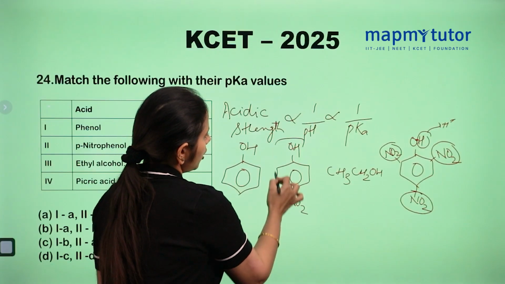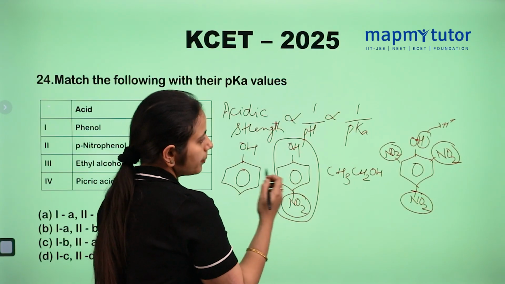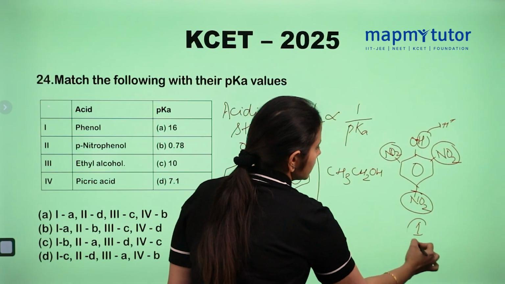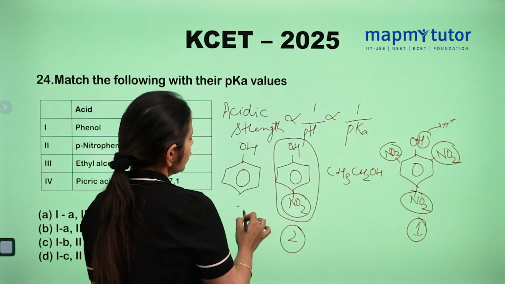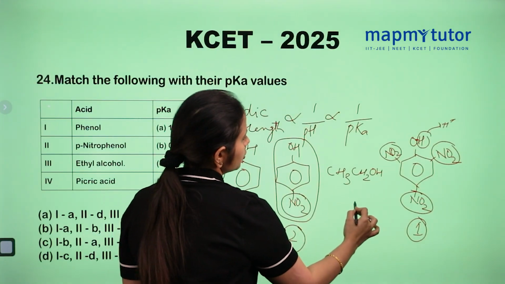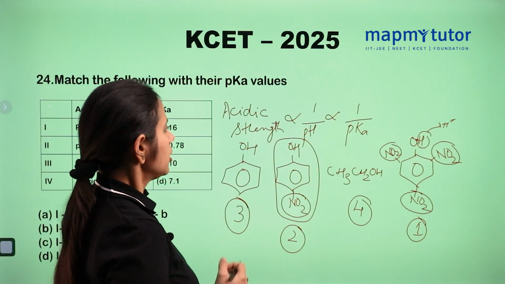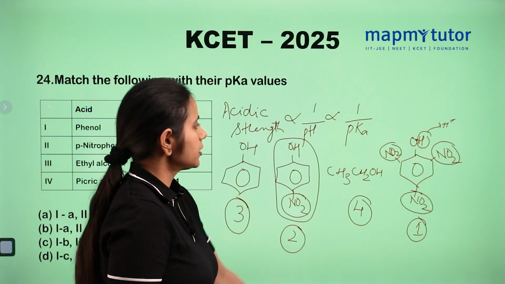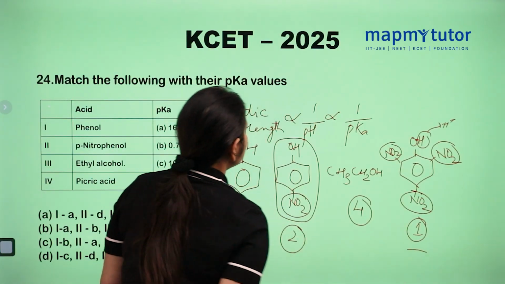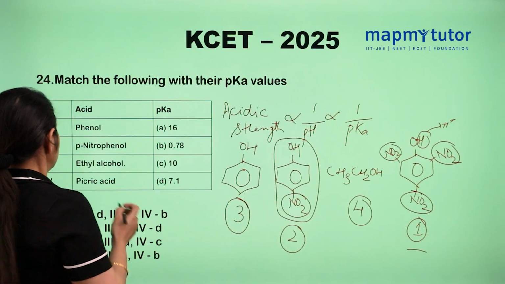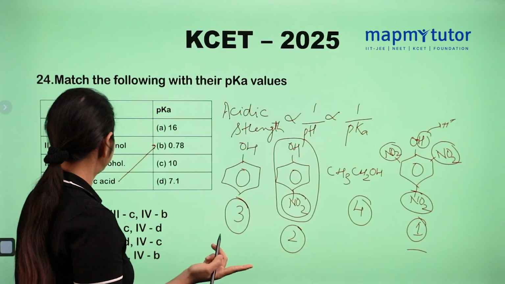Next, in this compound also one NO2 group is present, so it will also pull the electrons. So in priority, this is the next most acidic. Then this, and then out of phenol and ethanol, phenol is more acidic as compared to ethanol. So this is the priority order. Due to the presence of electron withdrawing groups, picric acid is the most acidic, and its pK value will be the least. So picric acid matches with B, whose value is 0.78.